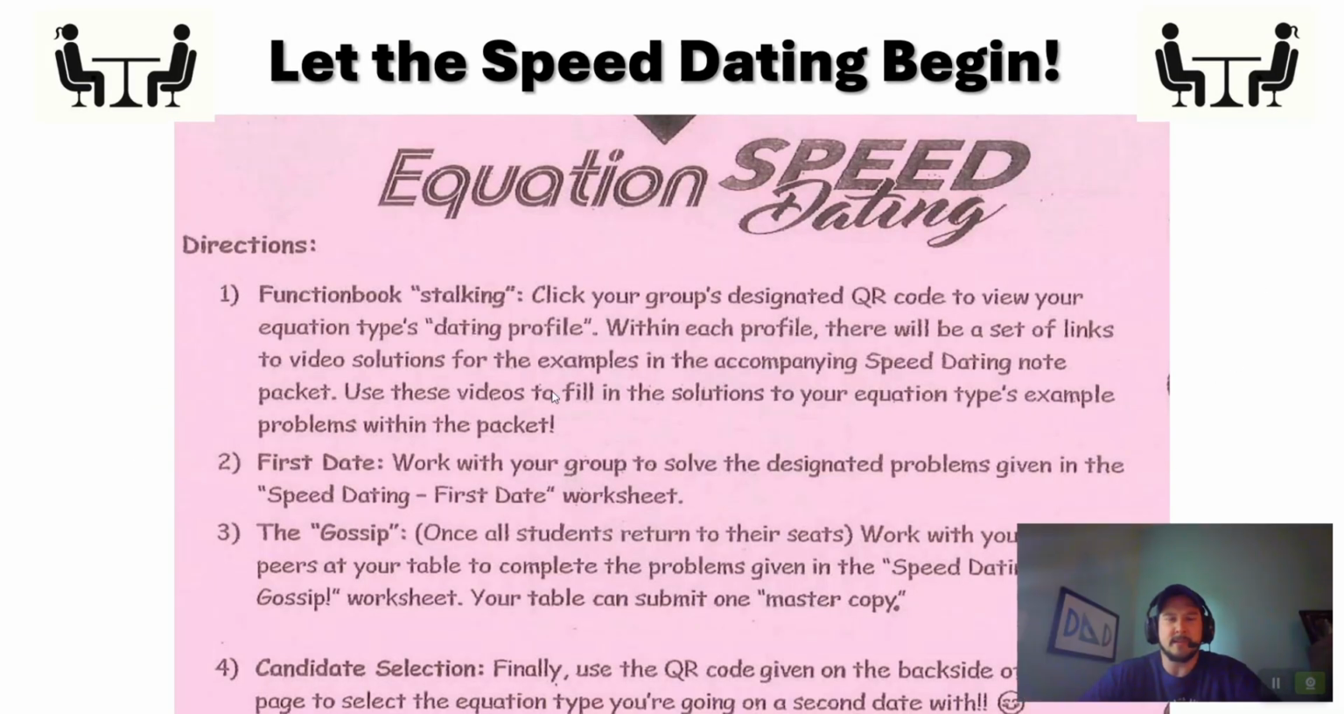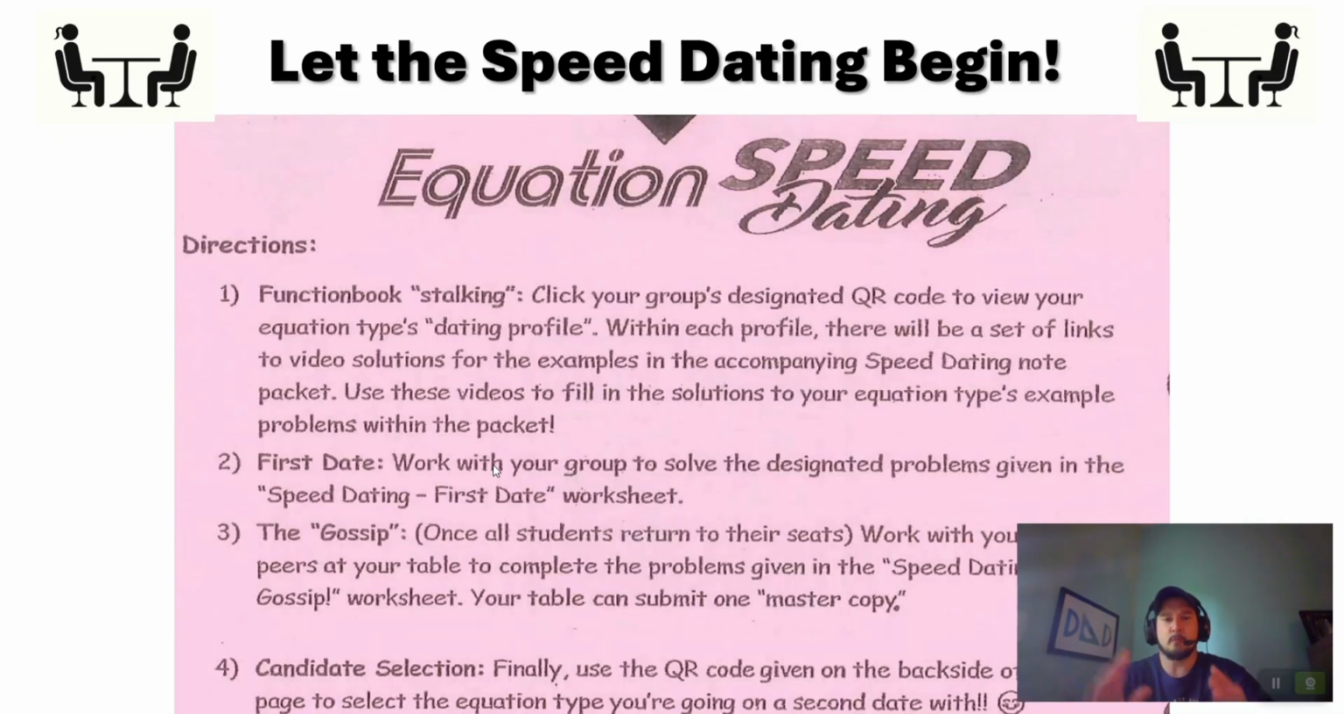So I won't get into too much of this, but this is like a cover sheet for the activity. Once they're in their assigned groups, they do some function book stalking. That's kind of a play on Facebook. And like I mentioned, there's some QR codes which takes them to an equation dating profile. And within the dating profile, they watch some embedded videos and take notes about that particular type of equation. And then they go on a first date. This is where they practice problems in their numbered group.